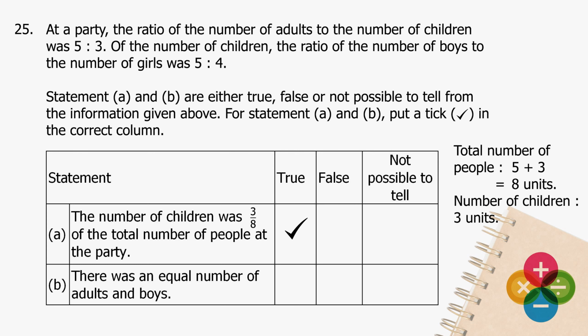The total number of people at the party will be: add 5 units to 3 units, and the sum is 8 units. There are 3 units of children at the party. The number of children at the party will be 3/8. A. The number of children was 3/8 of the total number of people at the party, is true. The number of boys to the total number of children is 5/9. 5/9 of 3 units will be: multiply 5/9 by 3, and the product is 1 2/3. The number of adults is 5 units, which is more than the number of boys at 1 2/3 units. B. There was an equal number of adults and boys, is false.